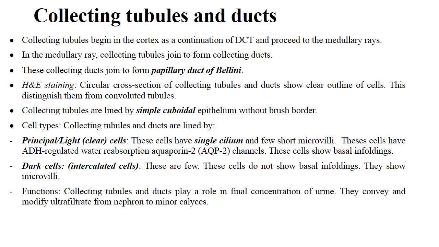Then the second type of cell is the dark cell. It is also known as intercalated cell. They are relatively few in number and they do not show basal enfoldings, but they have microvilli. The function of collecting tubules and ducts is to concentrate, meaning the final concentration of the urine is done by collecting tubules. They convey and also modify the ultrafiltrate from the nephron to the minor calyces.